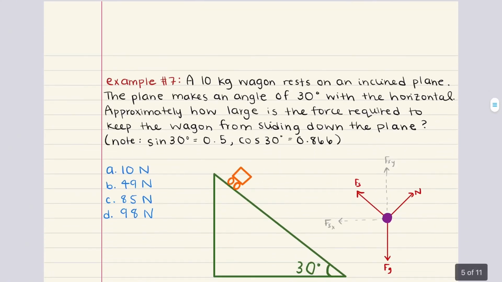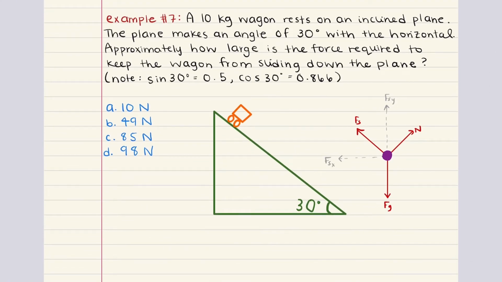Let's do problem 7 next. Problem 7 says a 10-kilogram wagon rests on an inclined plane. The plane makes an angle of 30 degrees with the horizontal. Approximately how large is the force required to keep the wagon from sliding down the plane? And here we're given the value for sine 30 degrees and cosine 30 degrees.